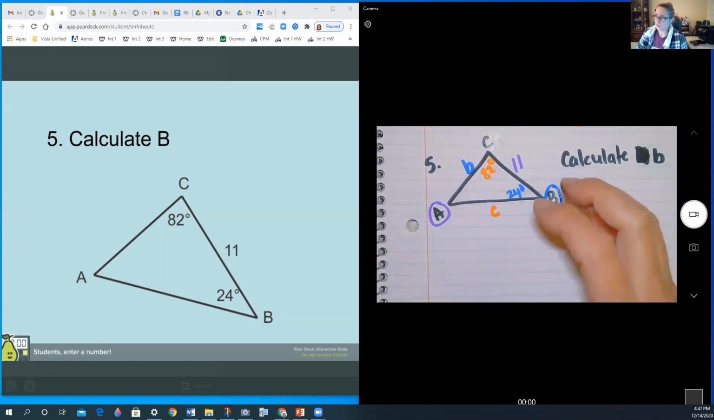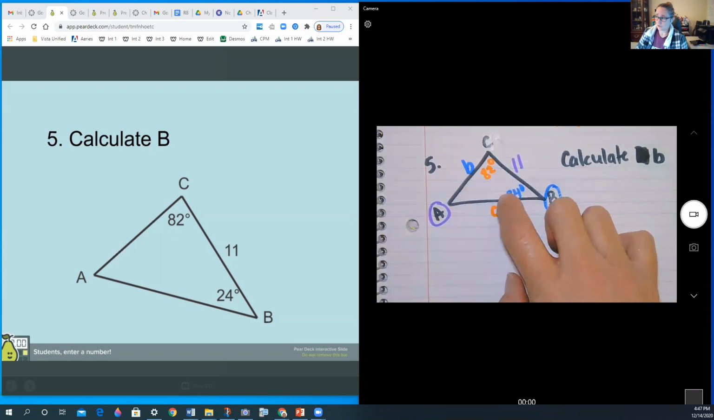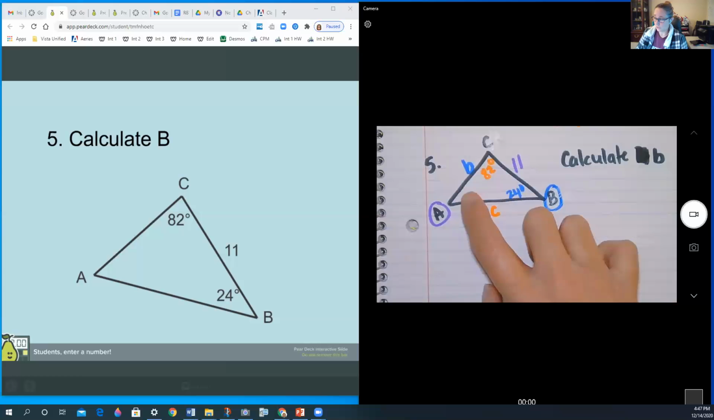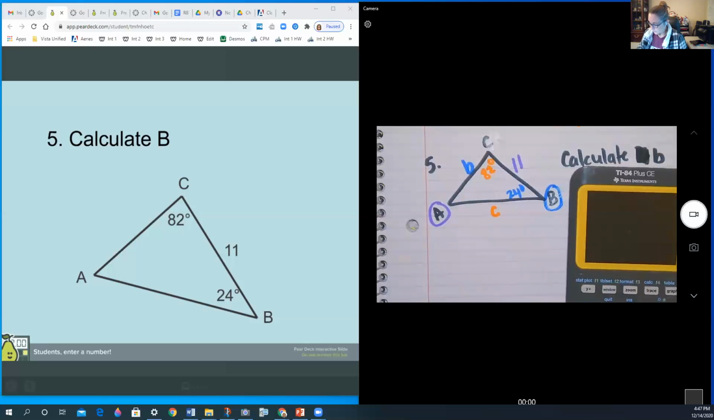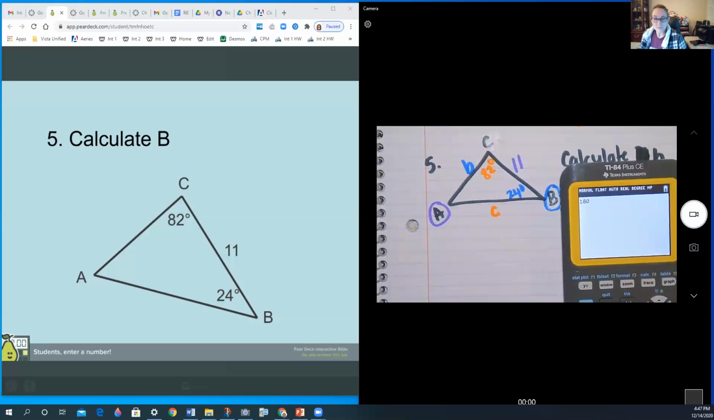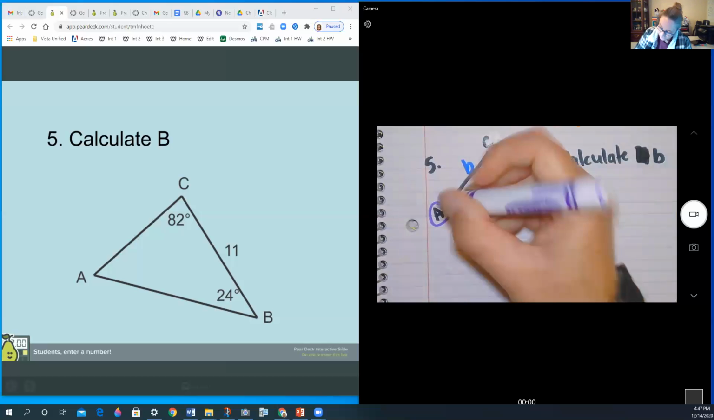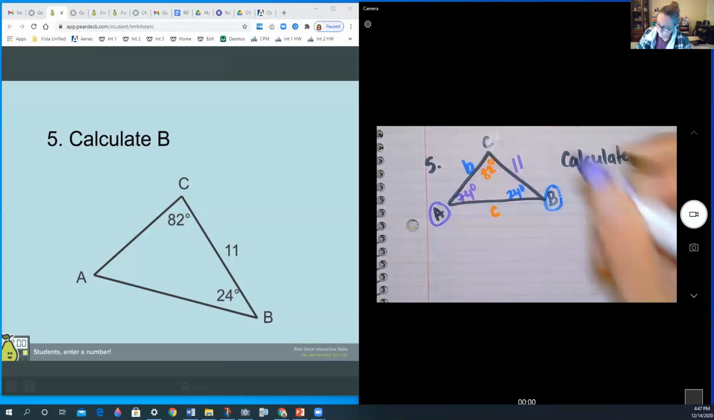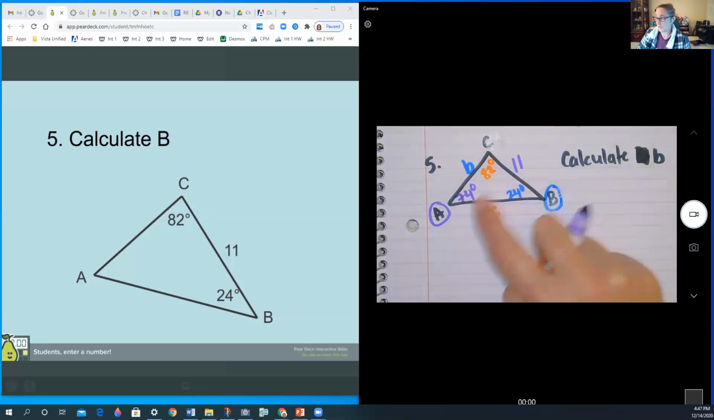So at first it doesn't look like I have any pair, but if you take a look at this, you do have two angles. And if you have two angles in a triangle, you can find the third angle. So I can find angle A by just doing the math, 180 minus 82 minus 24, and I end up with 74 degrees. So I know that this is 74 degrees. So now I actually know a pair.